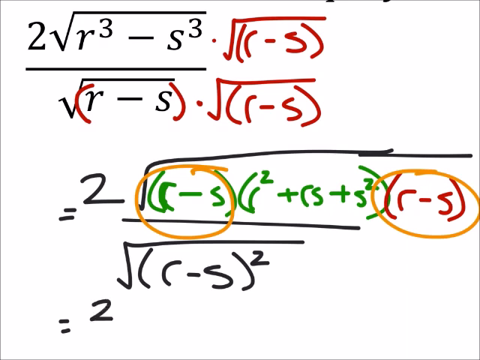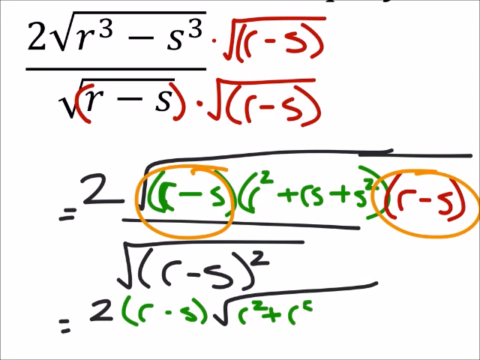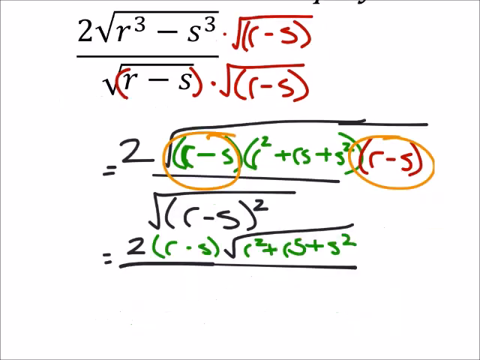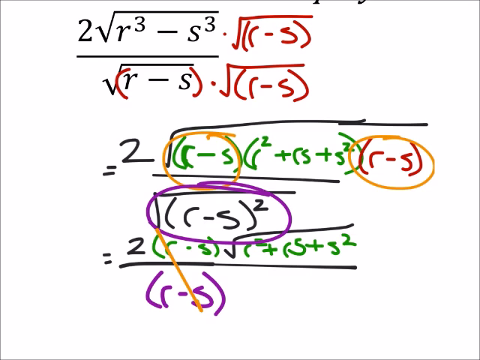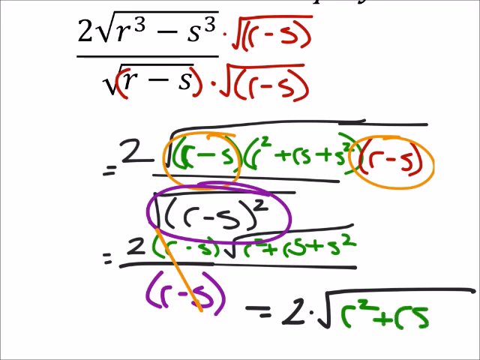So, we can factor that out. And this gives us 2 times the r minus s, and then we'd just have the square root of r squared plus rs plus s squared. And this is all divided by, again, the denominator, we had the r minus s squared, that quantity, but the square root of that, which would be r minus s. Here's the great thing about this, something divided by itself is 1. So those two r minus s, the green there, divided by the purple r minus s is 1, which means that this would even simplify further into 2 times the square root of r squared plus rs plus s squared.